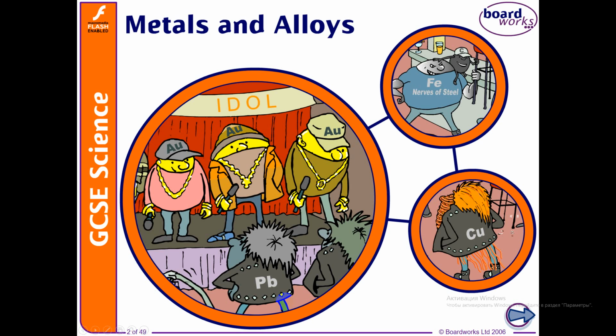There are about 75 metallic elements known to science, and they are divided into two groups: ferrous metals, iron and steel, and all metals and alloys based on iron. And second group, non-ferrous metals, all the metals and alloys not based on iron.